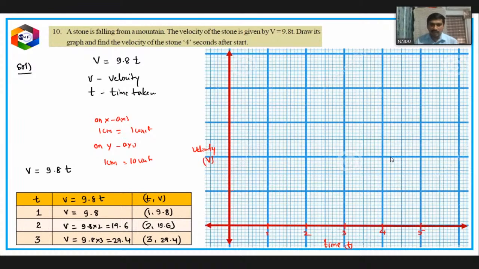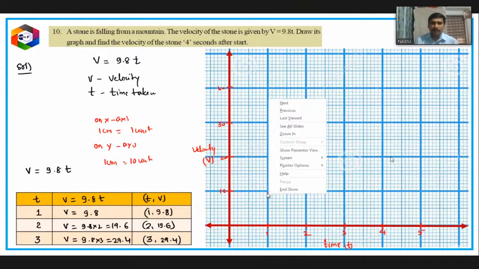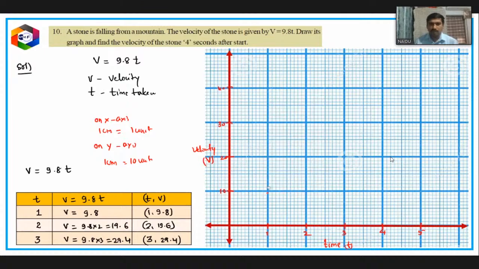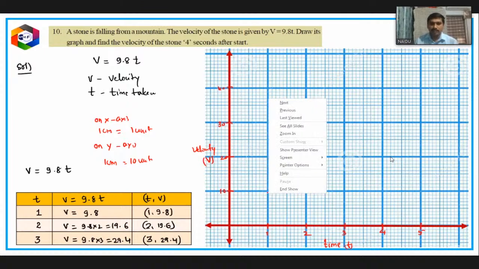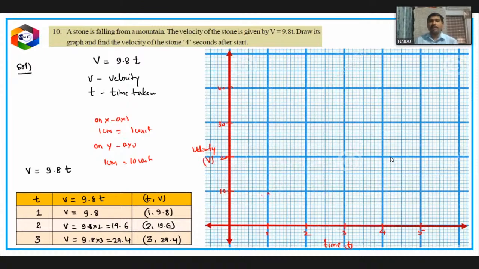Here the velocity 9.8, 19, but conveniently let us try to take 10, 20, 30, and 40. Now it is clear. Now 1 comma 9.8. This is 1. 9.8 means after 9, nearest to 10. That means this will not be exactly 10, so I'm keeping a small point, because otherwise it will be a little bit confusing. So this will be the point 9.8.